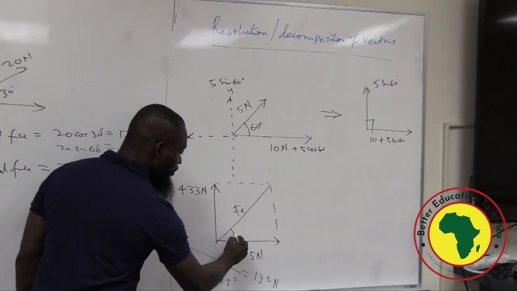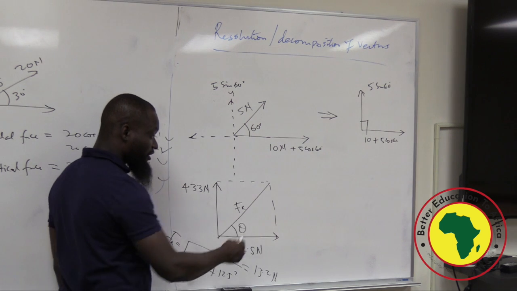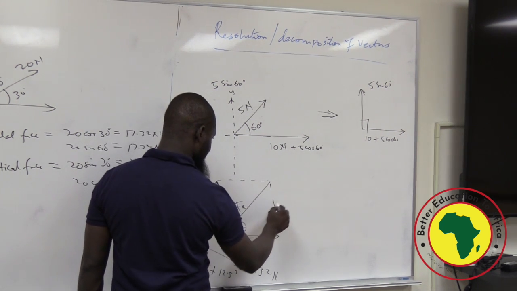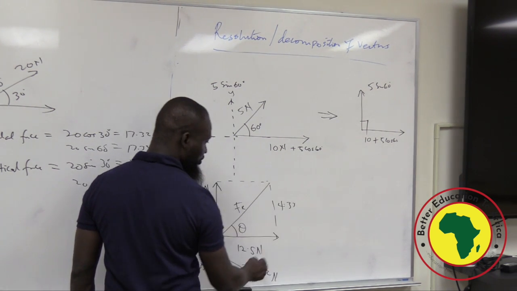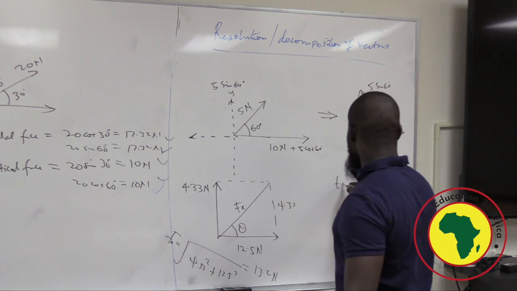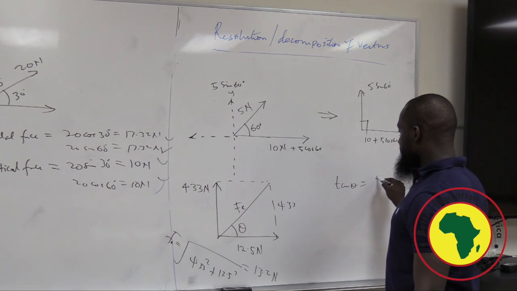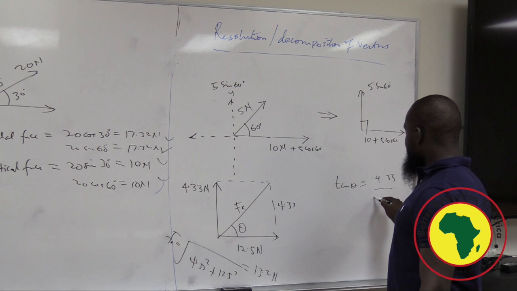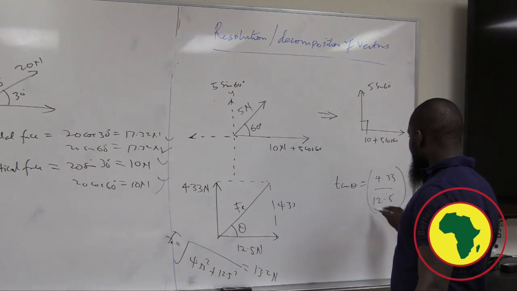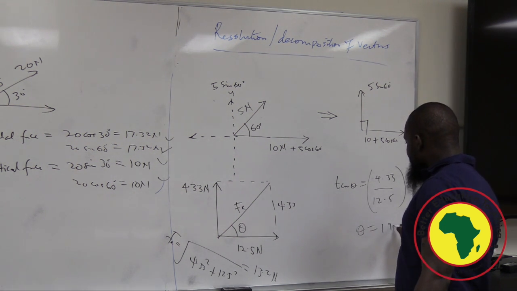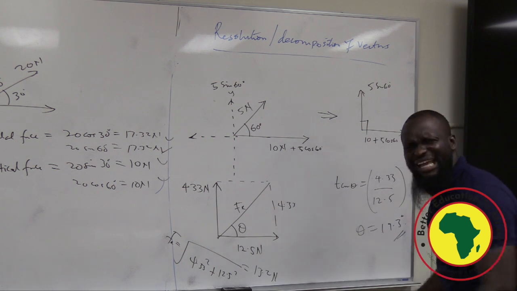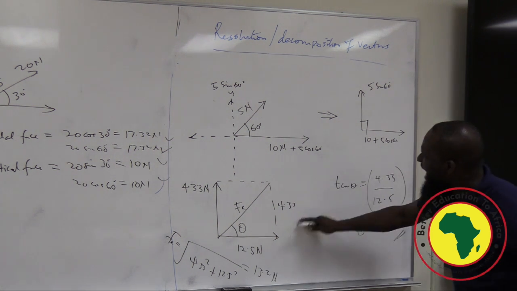And to get the angle, instead of using the cosine or sine rule, just use simple tangent. Opposite is 4.33, adjacent is 12.5. So tan theta is opposite 4.33 over adjacent 12.5. If you take the tan inverse of that, you get theta to still be 19.3 degrees. The same answer exactly, in 2 lines.